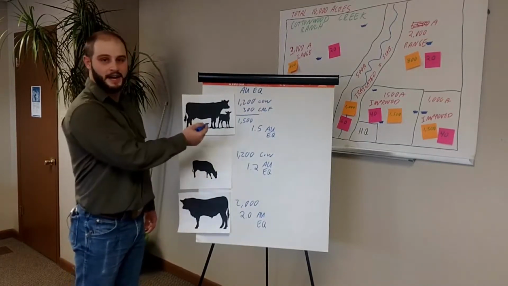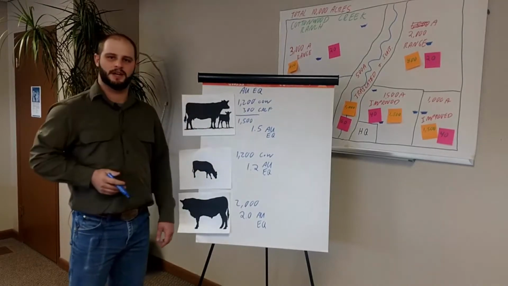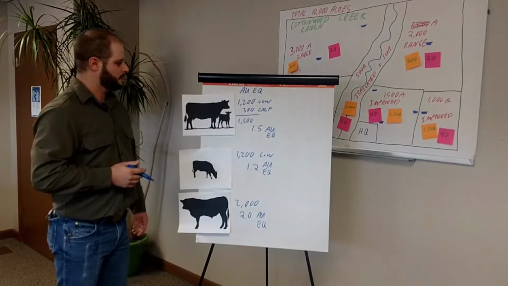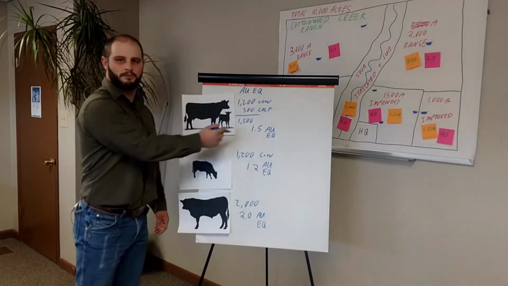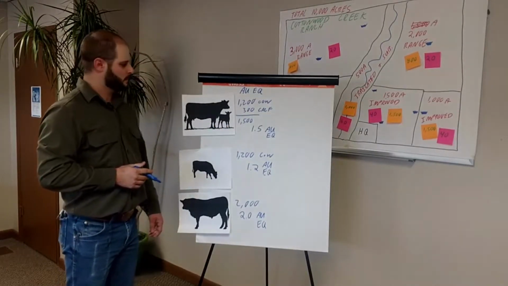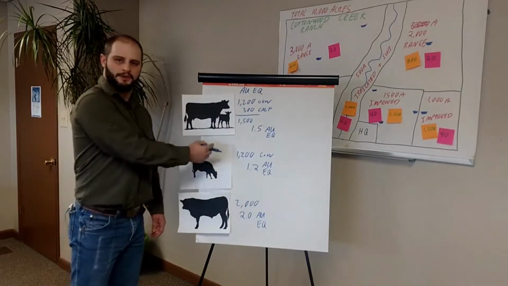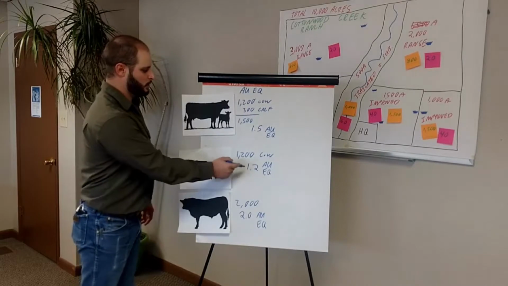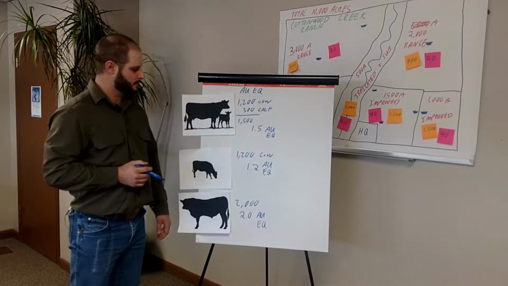Are they going to have calves on those cows for all 9 months? No. Only part of the year they're going to have a calf on them. So they're not always going to be that 1.5 animal unit equivalent. When they're a dry cow, they're only weighing 1,200 pounds. So they're a 1.2 animal unit equivalent.